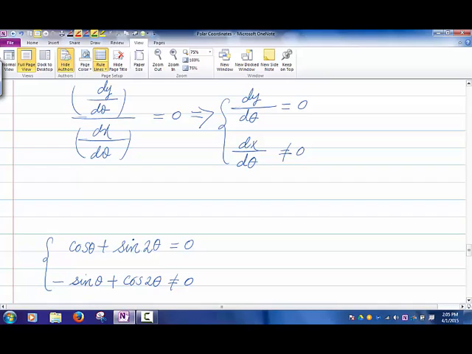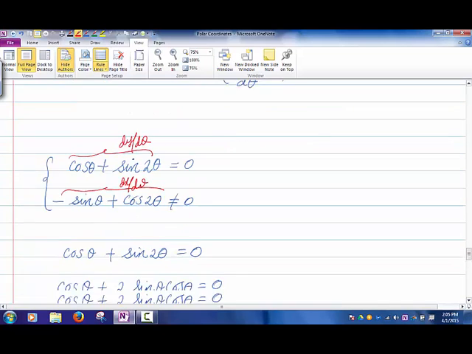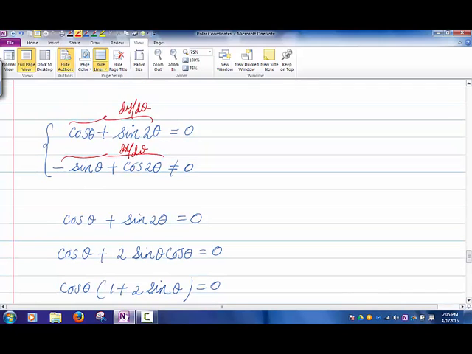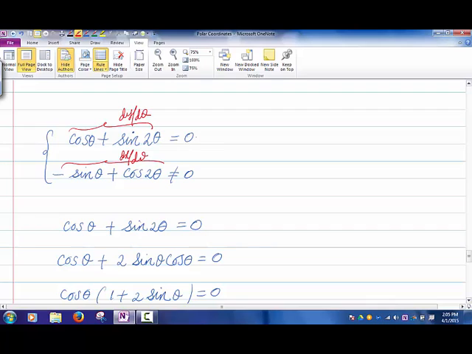So this quantity here is dy/dθ, and this quantity here is dx/dθ. I want dy/dθ to be 0, but I don't want dx/dθ to be 0. Okay, what do I get then? Well, let's solve dy/dθ equals 0. So let's solve this guy.